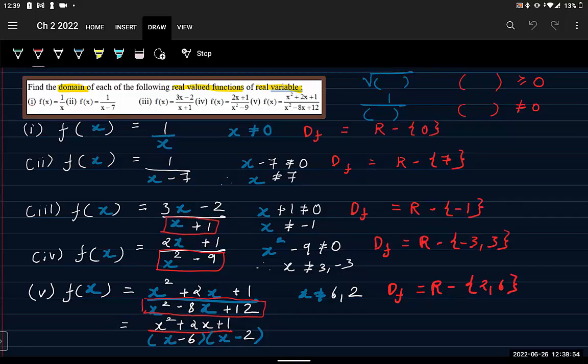So this is how we'll find the domain of any rational function. We'll look for the denominator and we'll let the denominator not equals to 0. Then we'll find the values which x cannot take, and then the domain will be all the real numbers except those.